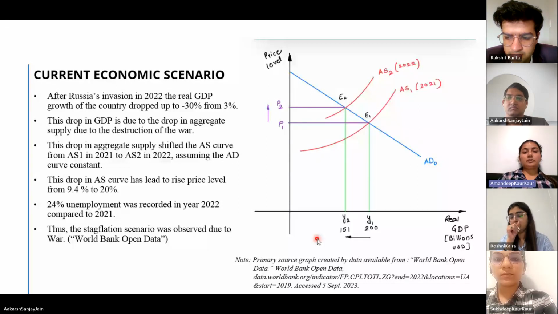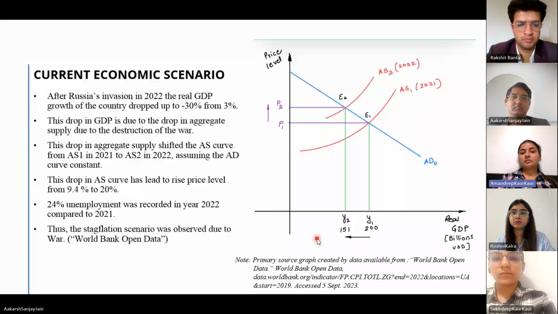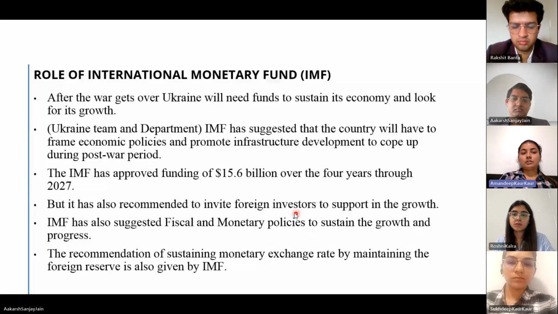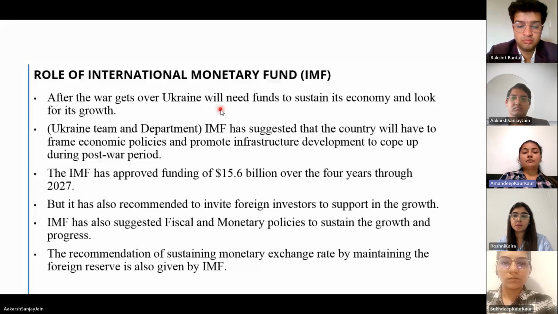Hello everyone. My name is Amandeep Kaur and I am here to represent the IMF concept. In this concept, as we know, after the war, Ukraine will need some financial support just to recover its economic growth. So for that, IMF suggested some solutions, such as they recommended economic policies and promoted infrastructure development to cope during the post-war period. Not only this, IMF also provides some foreign investors to support its growth, and they also suggested some fiscal and monetary policies just to recover its economic growth and progress.